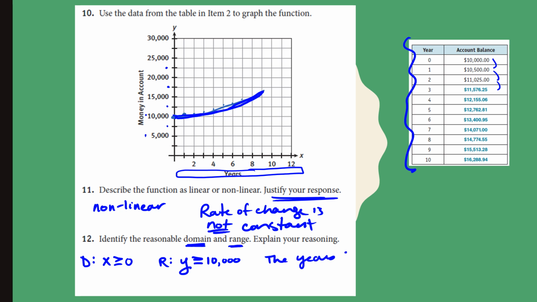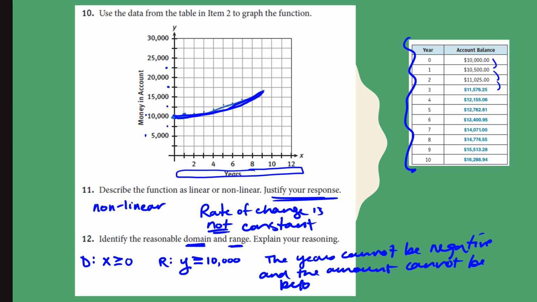The years cannot be negative, and the amount cannot be below the principal deposit, the initial amount she put in.